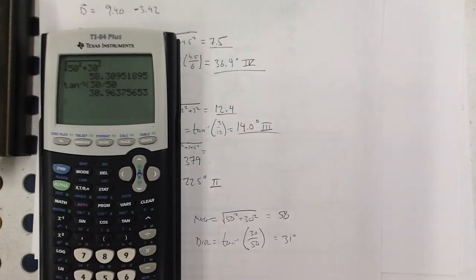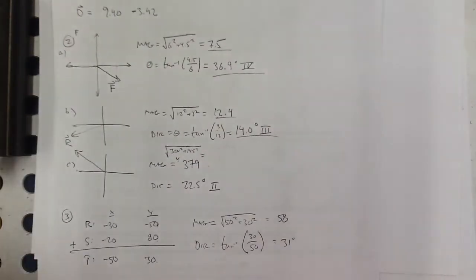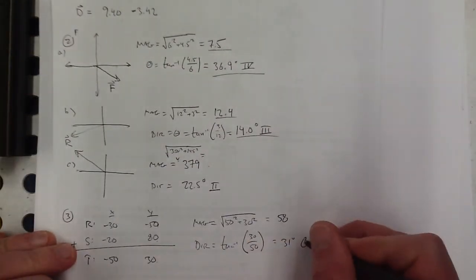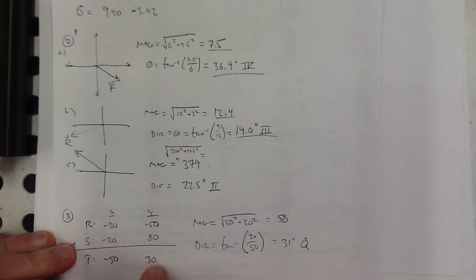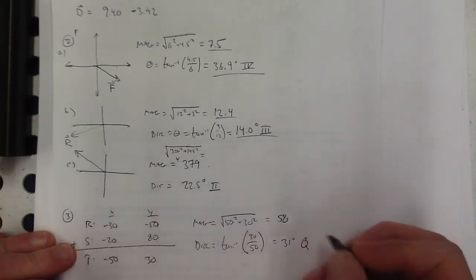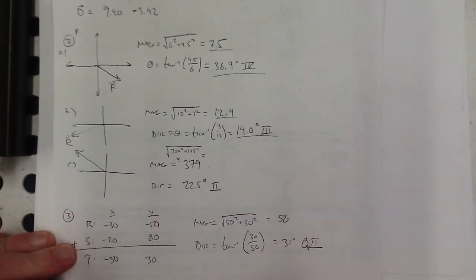Alrighty. Oh, what quadrant are we in? Always want to put that quadrant. Negative, positive. So negative x, positive y. That is quadrant the second.